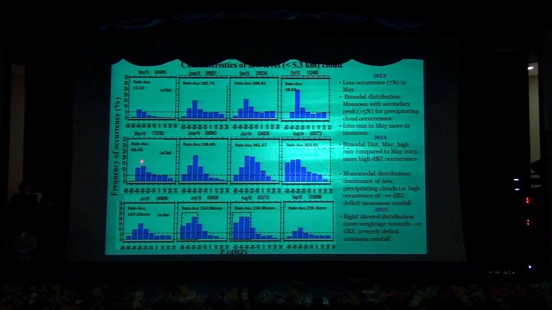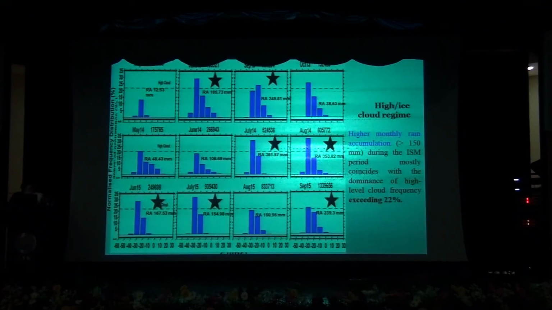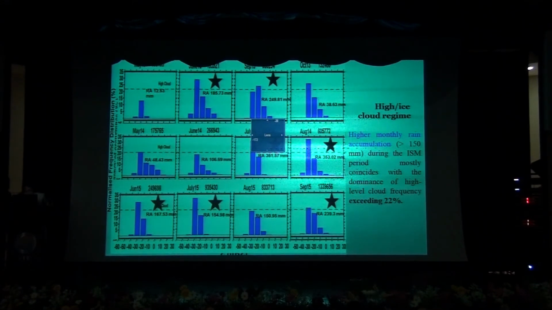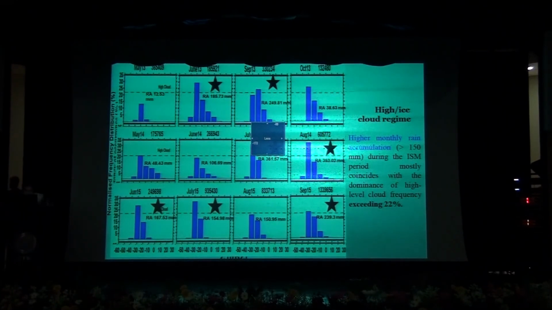But for 2014, May was showing the bimodal distribution, but later it changes to a monomodal distribution, that means the dominance of the non-rainy side is more, which leads to the deficit of monsoon rainfall, and the scenario continues or worsened, I will say, during July and August of 2015, which show a right-skewed distribution with more weightage towards negative reflectivity values, which results in severe deficit monsoon rainfall that year. We have found that rain accumulation is also associated with the cloud occurrence in the ice cloud regime, as higher monthly rain accumulation in those months coincides with the dominance of high cloud occurrence, which exceeds 22%.